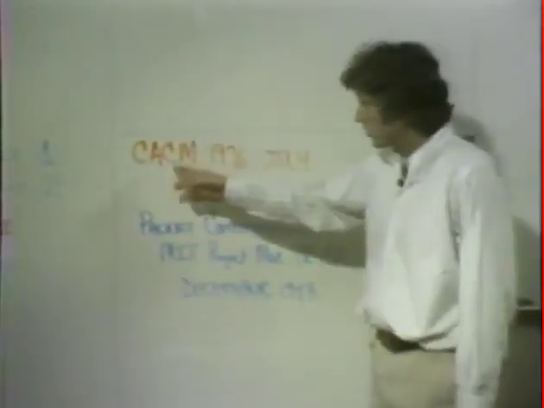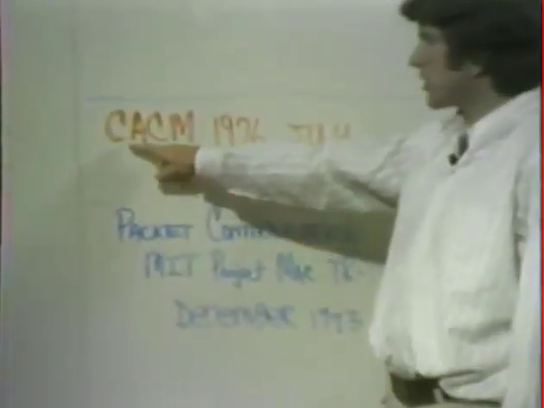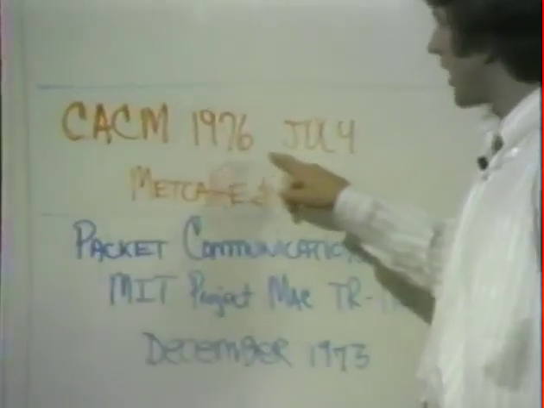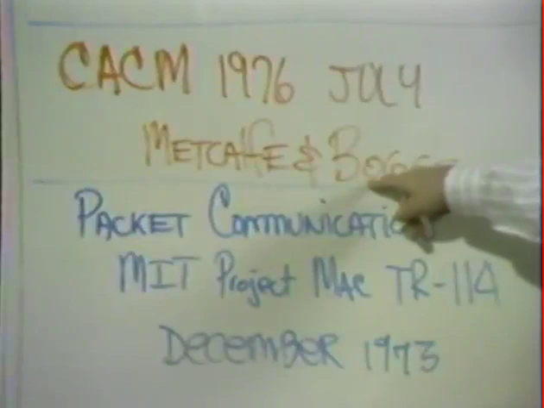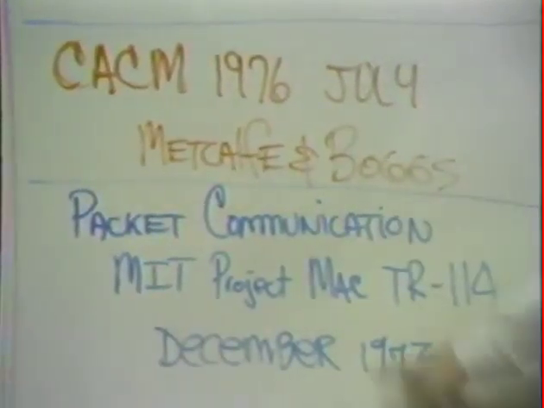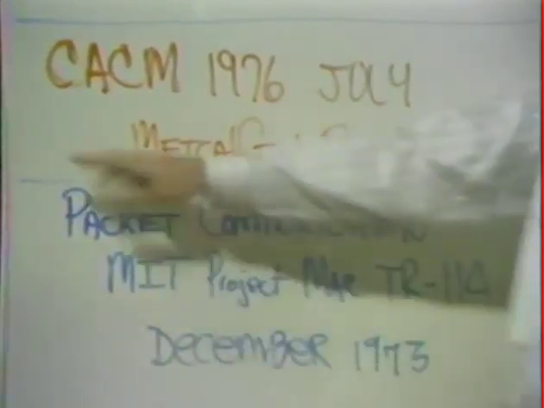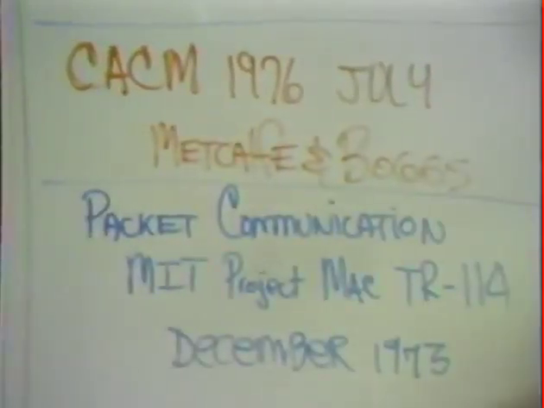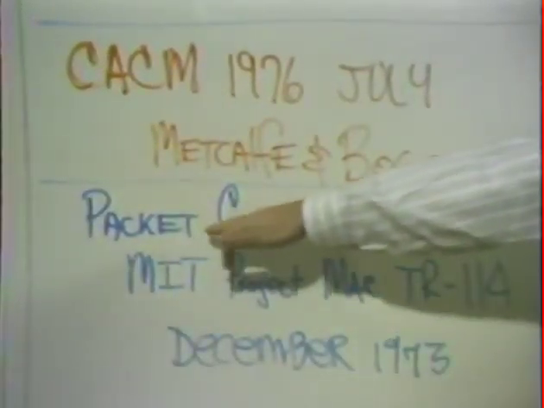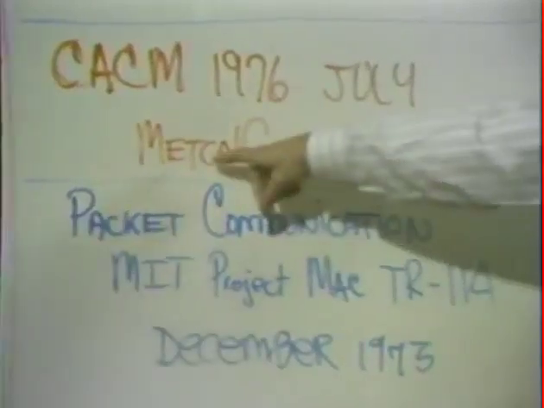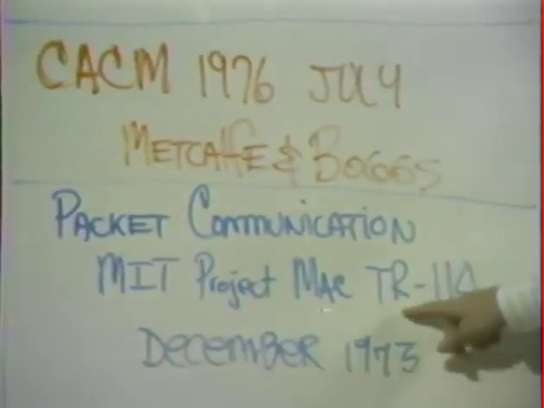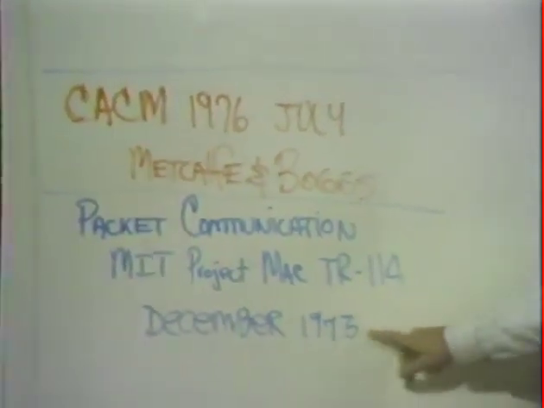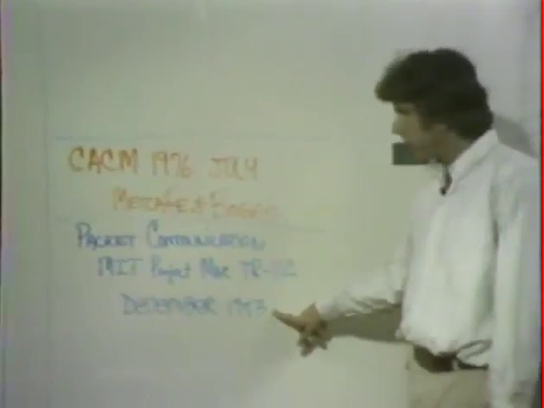Details which, incidentally, are presented in the original and only Ethernet paper published in the Communications of the ACM, July 1976, by myself, Bob Metcalfe, and my colleague David Boggs. Other useful background, especially in both areas of performance and protocol, will be found in a report entitled Packet Communication by myself, Bob Metcalfe, published by MIT Project MAC. It's technical report 114, published in December 1973.